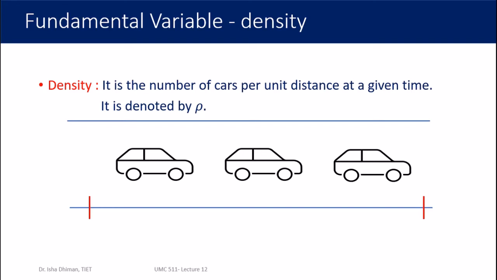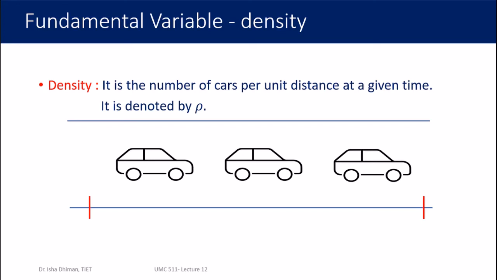It depends upon where you are, and it's also a function of time, because in the morning when everybody is going to office, a particular part of the city can be crowded and highly dense, but as the day passes, the traffic may reduce there, the density may reduce there. So this density is a function of both space and time. That's clear. Similarly, the other two variables, the flow rate as well as the speed, are also functions of space and time. So density is the number of cars per unit distance at a given time.